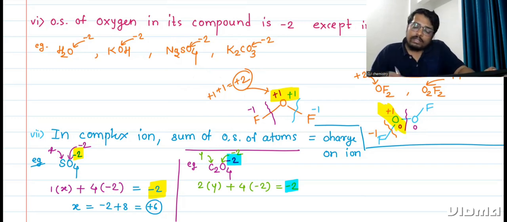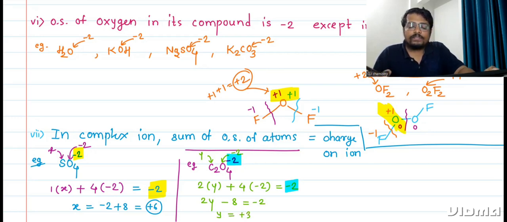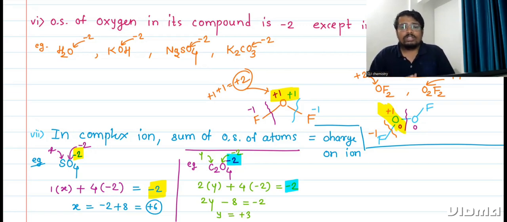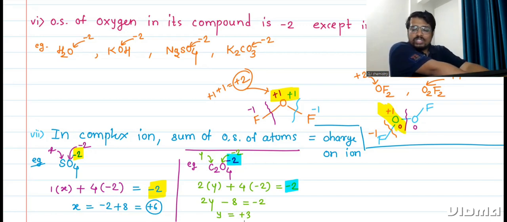Let us calculate the oxidation state. 2y - 8 is equal to -2. What is the value of y? Y is equal to +3. So the oxidation state of carbon in oxalate ion is +3.